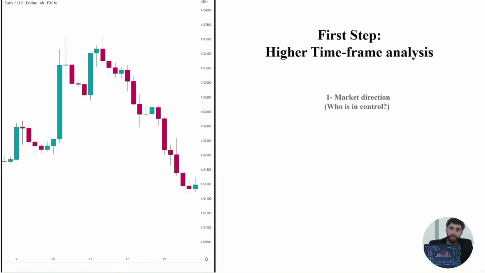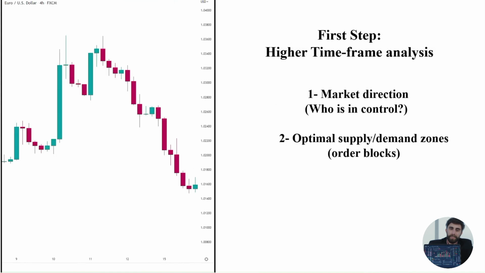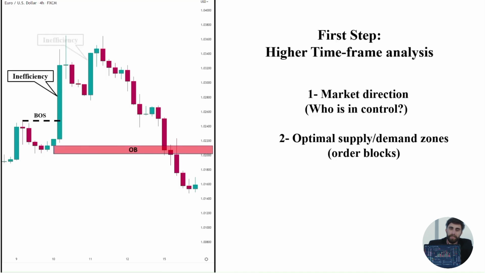Analyzing the market structure in higher time frames. As I mentioned before, we only look for 2 factors: market direction, who is in control, and optimal supply and demand zones or order blocks. Look at this example of euro-dollar 4 hours time frame. Starting from the left, we can see that we have a break of structure with inefficiency, so we have an order block. Then price pushes to the upside with inefficiency, but since it could not break the structure, we will call this a demand zone.